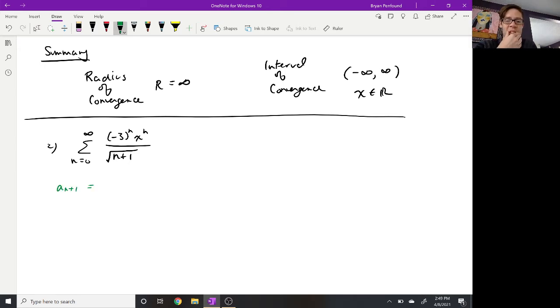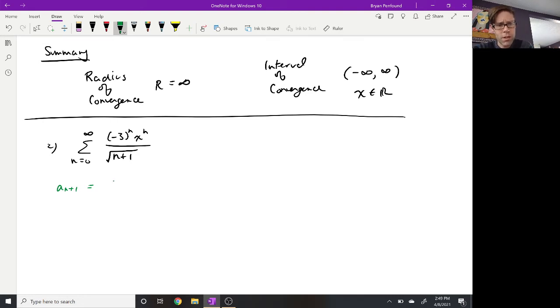So as always, this is a power series. We would like to apply the ratio test to this. So we're going to go ahead and try to calculate a sub n plus 1, and then try to figure out that ratio that we need in order to calculate our limit. So this one's a little bit easier because it doesn't involve any kind of crazy 2n's or crazy factorials.